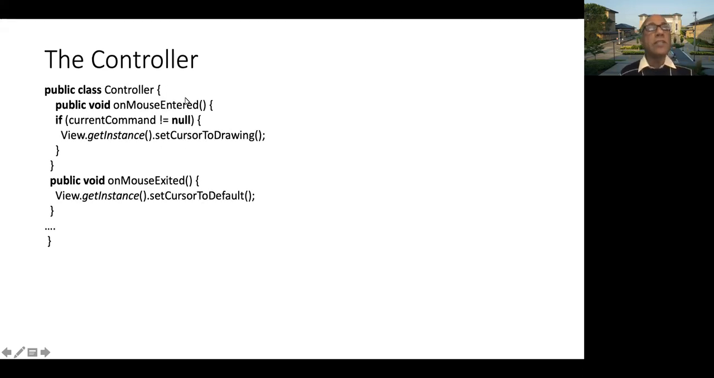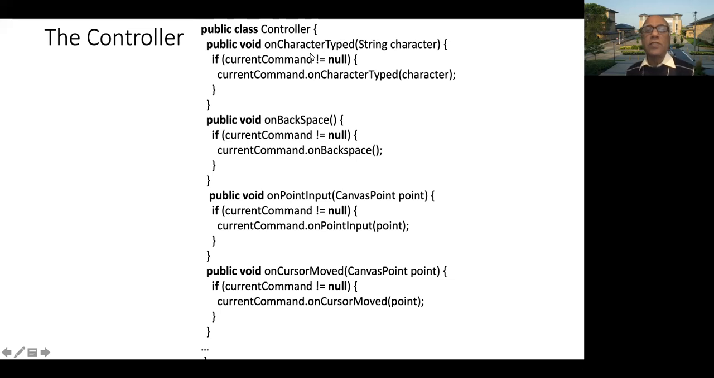Then, of course, there are other kinds of things that the controller will get. For example, when the mouse enters the drawing panel, we need to tell the view to change the cursor, or when the controller leaves the drawing panel, the view should change the cursor to default. And here is another set of methods.